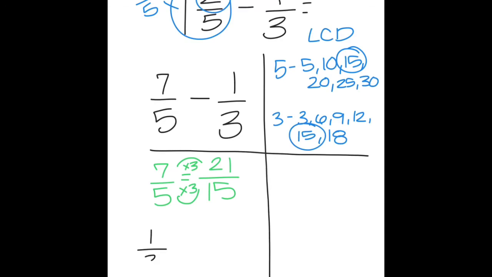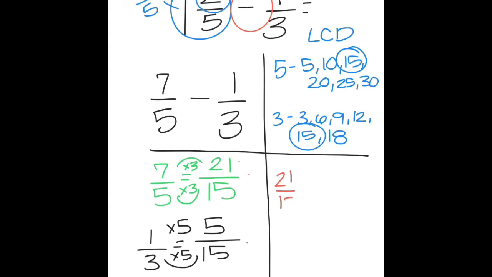Then I'm converting 1/3 into 15ths. 3 times 5 gives me 15. 1 times 5 gives me 5. Remember, we are subtracting, so we want to make sure that we keep our fractions in the same order. So I'm starting with 21/15, taking away 5/15. My denominator is going to stay 15. 21 minus 5 is going to give me 16/15, which would be the same thing as 1 1/15.